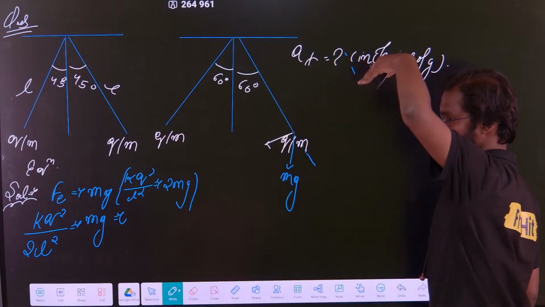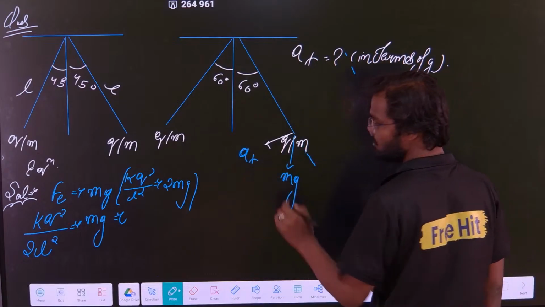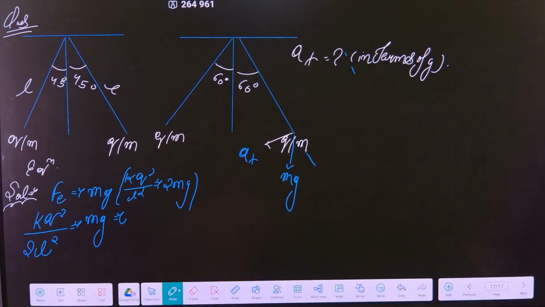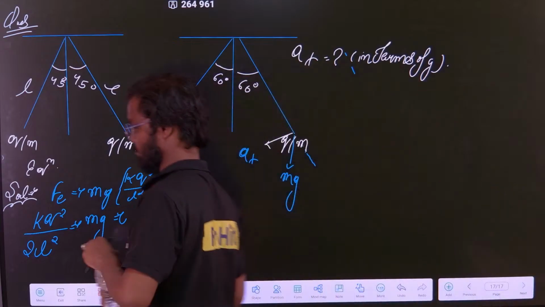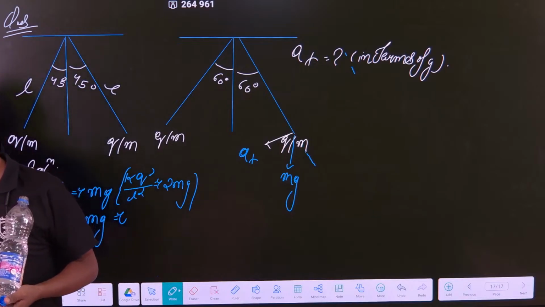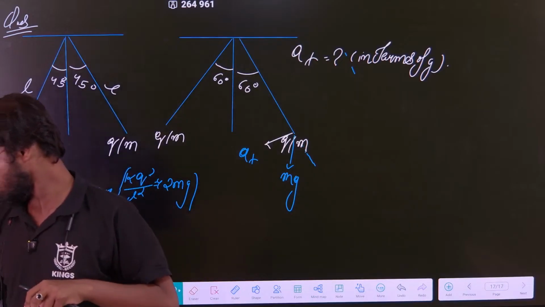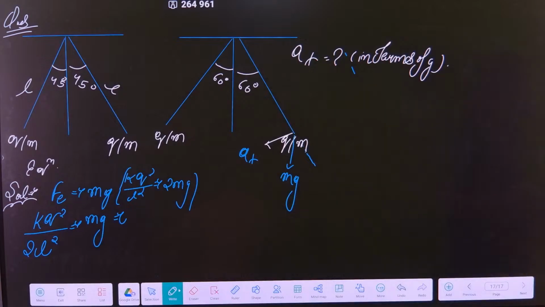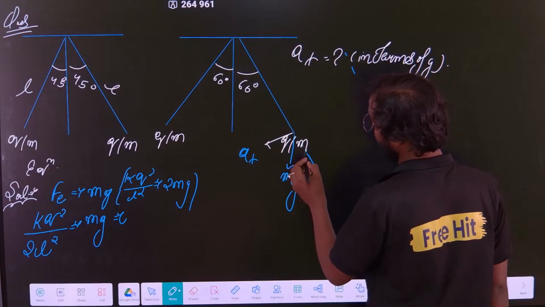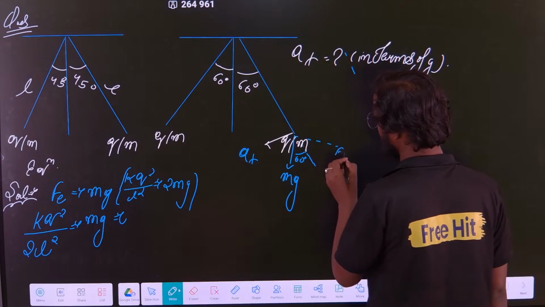Now what is the direction of electrostatic force? It will go like this, correct? Acceleration in this direction, correct? Yes or no? Just give me one minute. Acceleration in this direction. Yeah, this angle will also be 60 degree, correct? This is my electrostatic force Fe.